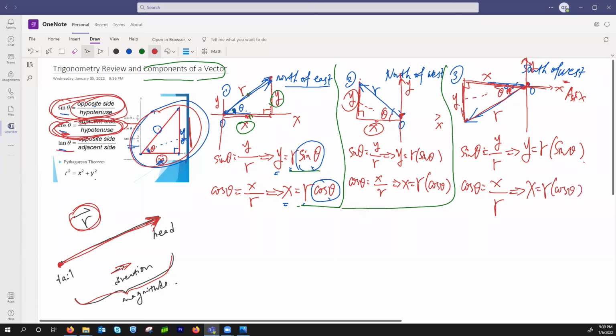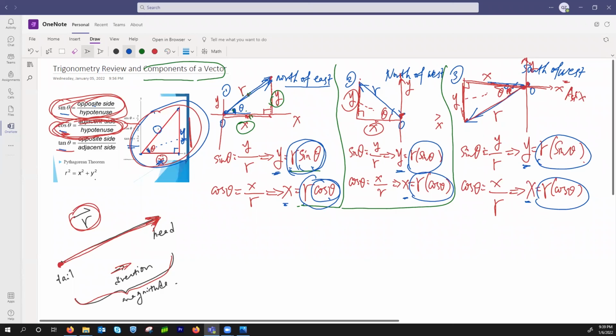Now, if you take a look, you find that the y component of all three cases actually has the same expression. They are all r multiplied by sine theta. Similar thing with x. If you compare all three different cases, its expression is always r multiplied by cosine theta. So here is the pattern.